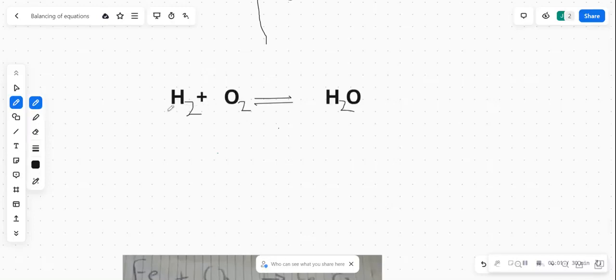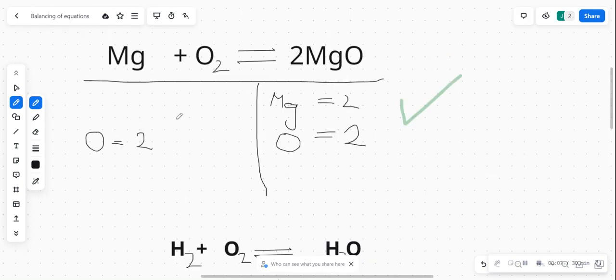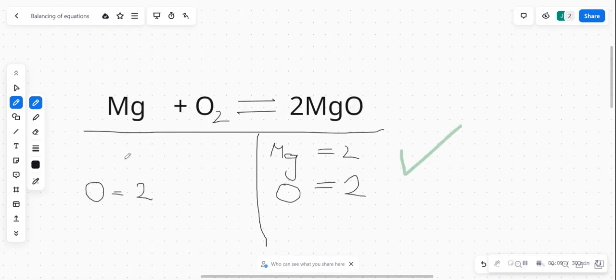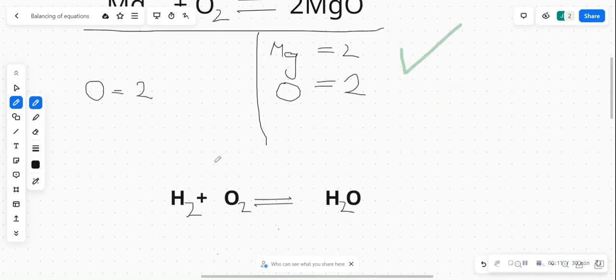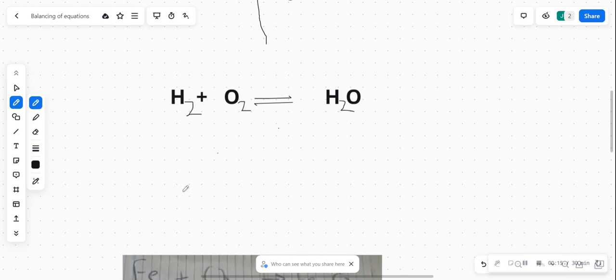Okay, so now I can see the cursor. Okay, so let's start with the balancing of the equation. This previous one was in the previous video. Just erase that. So let's start with this one.